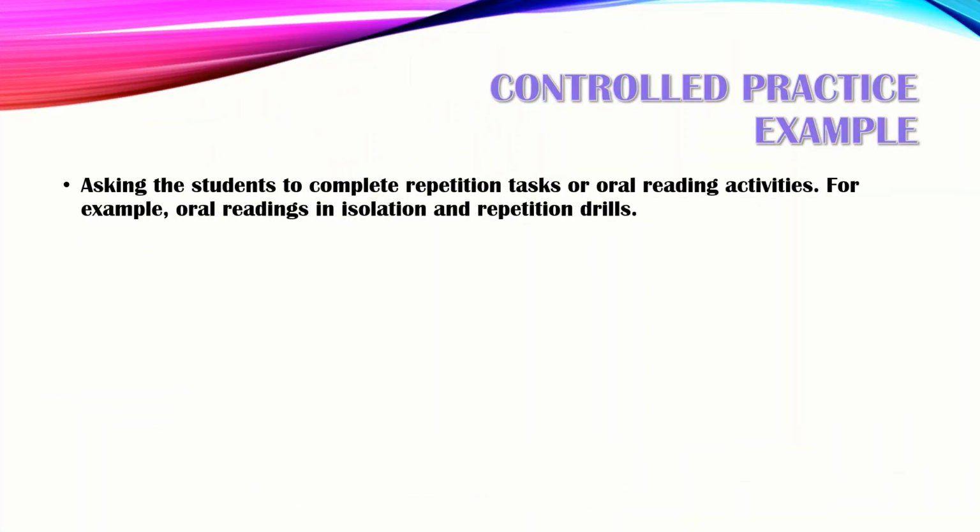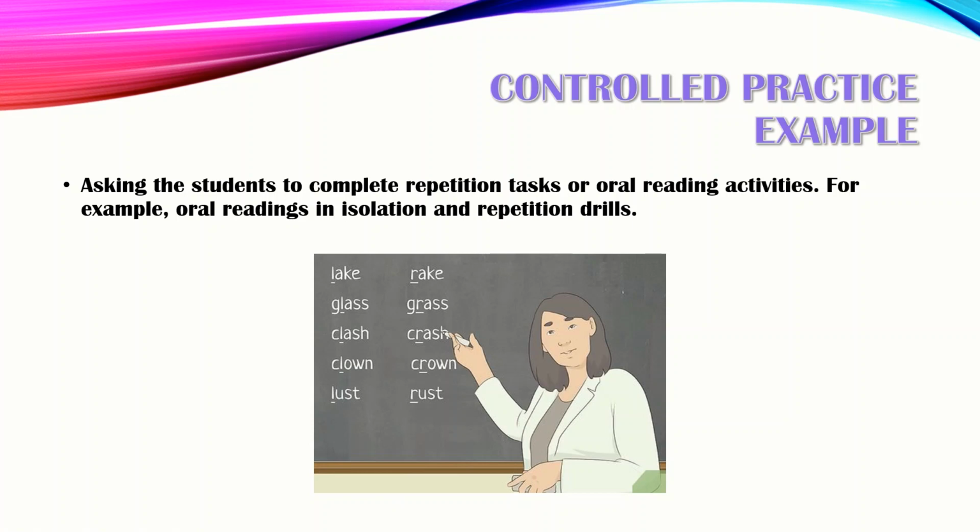An example of controlled practice could be asking the students to complete repetition tasks or oral reading activities. Some of the best exercises that can be used as controlled practice are oral readings in isolation and repetition drills of minimal pair words, like in the picture below, in which the teacher reads the words and highlights the sound that distinguishes them.